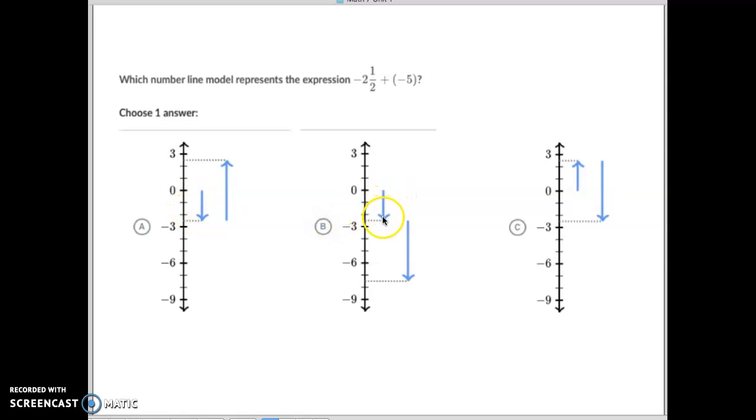This one is going down 2.5. This one is going up 2.5. So this one can't be our answer right here. Letter C is gone. Then it had to go down 5 more. So plus -5 means down 5 more. This one went up 5, so that can't be correct. This one went down 5. This one also went down 5 as well, but we'd already eliminated this one. So letter B went down the 2.5, then went down 5 more, and ended up at -7.5, which is what our answer for that one would have been. There we go. All right.